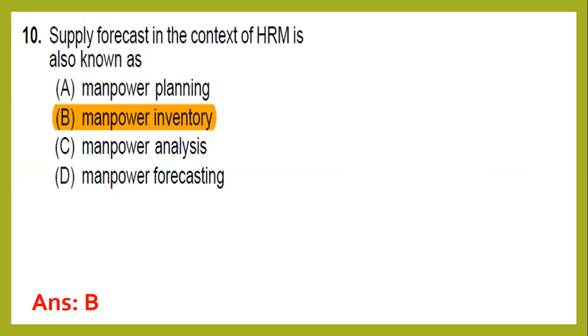So next we go to the 10th one. Supply forecast in context of HRM is also known as manpower inventory. It is also known as manpower inventory. So therefore, the correct answer for 10th question is B.